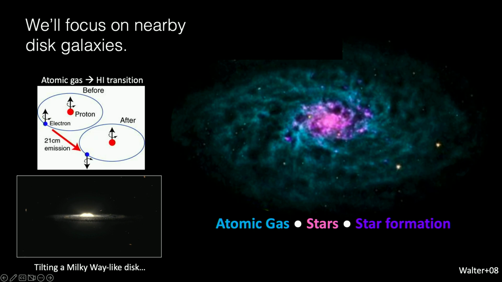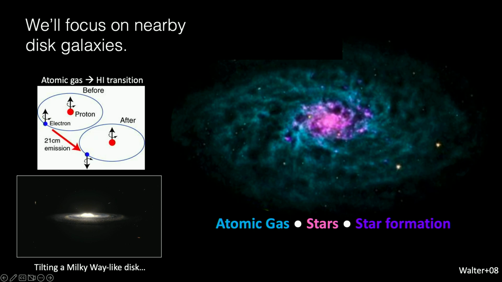We can probe that atomic gas by looking at the spin flip transition in the ground state of atomic hydrogen. There's an energetic difference between the state where the proton and the electron are aligned versus anti-aligned. That spectral line transition produces a photon with a wavelength of 21 centimeters. Okay.